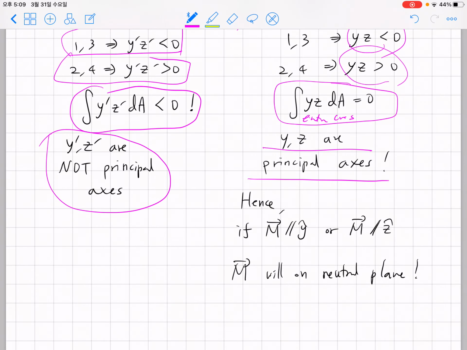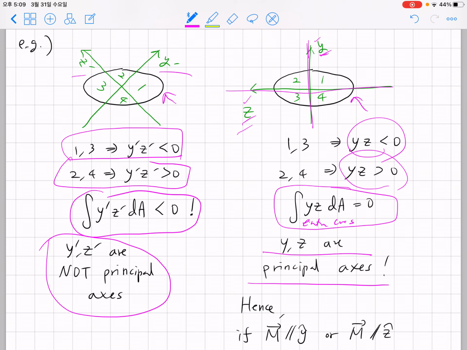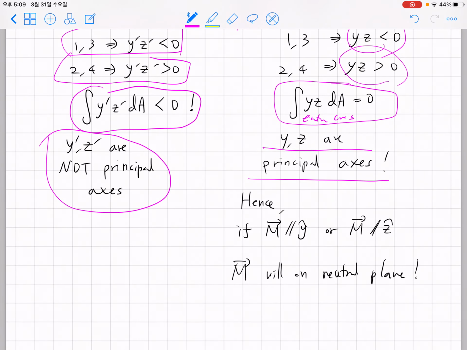For these y and z axes, if M is either parallel to y or parallel to z, we can say that M will be on the neutral plane. So that was the conclusion and the final discussion we had in the previous lecture.